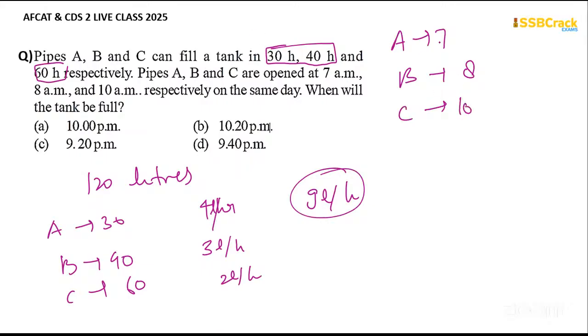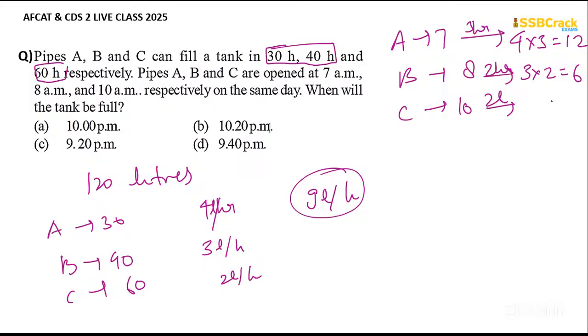So in 3 hours, A works at 4 liters per hour, so it will be 4 into 3, which is 12. In the case of B, it is 2 hours, working at 3 liters per hour, so 3 into 2 is 6. Similarly for C, it is 2 liters per hour.